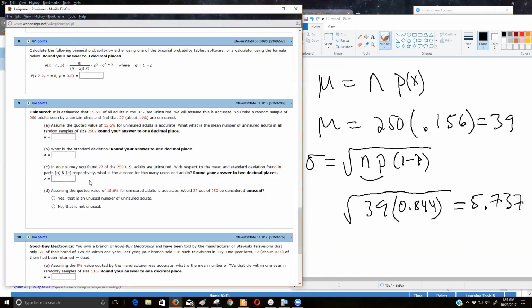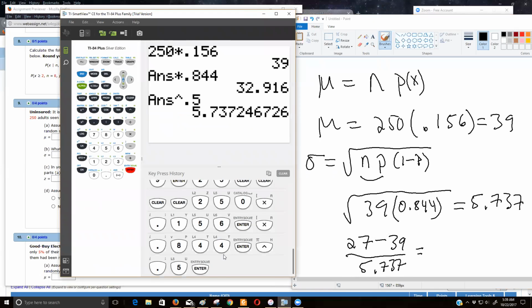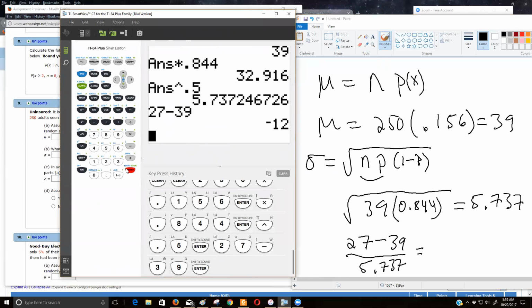Then in part C, we found 27. What's the z-score for this? So we're going to say 27 minus the mean of 39, over the standard deviation of 5.737. On my calculator, I'm going to do 27 minus 39. And then I need to divide that by the 5.7 number.